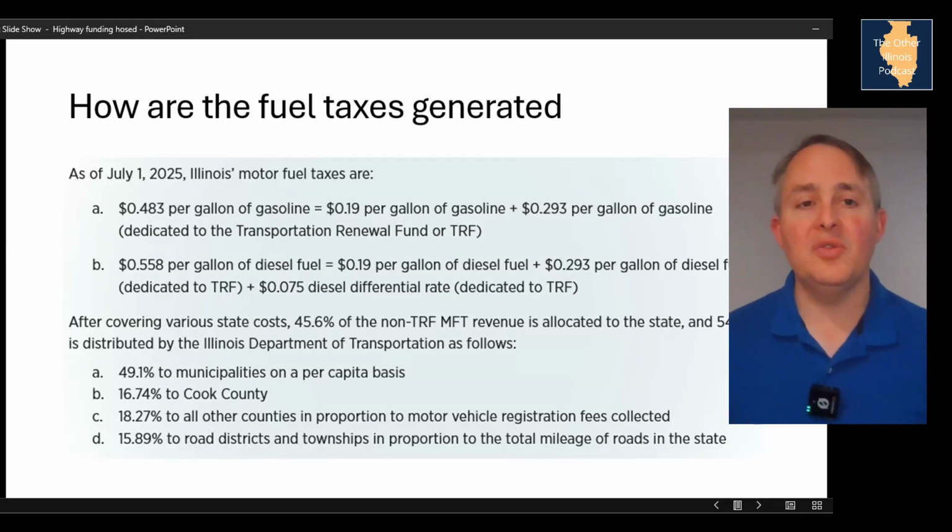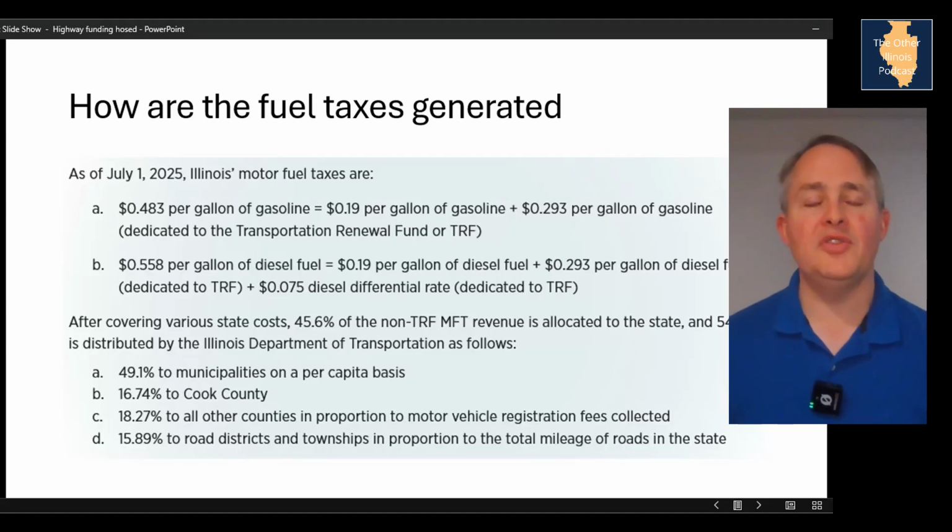Now, diesel makes sense because most of the vehicles that are buying diesel in the United States are going to be semi-trucks or full-sized pickup trucks. So the wear and tear on the roads that those vehicles generate due to the weight of the vehicles and the loads that they're carrying means that they need to contribute a little bit more to highway funding than, say, a gasoline-powered vehicle.